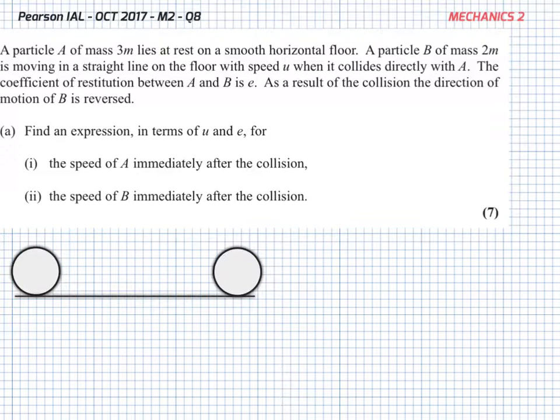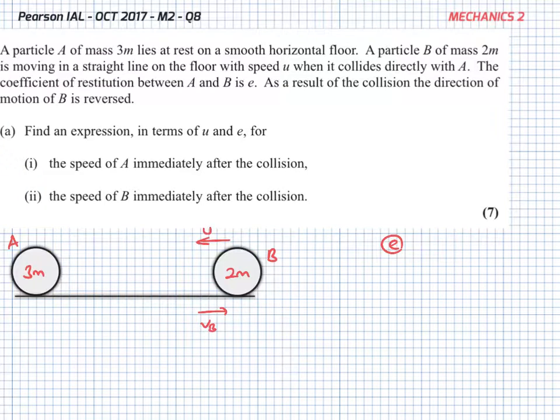Hi guys, we have a collision problem here. A particle A that has mass of 3m is at rest on a smooth horizontal floor. A particle B, which has a mass of 2m, is moving in a straight line towards A with speed of u meters per second. The coefficient of restitution in this collision is e. As a result of the collision, the direction of motion of B is reversed.